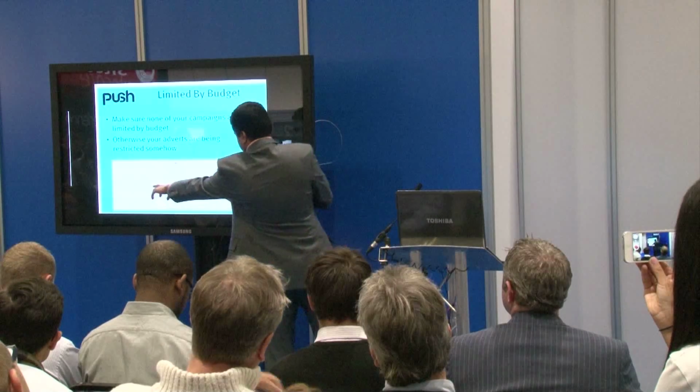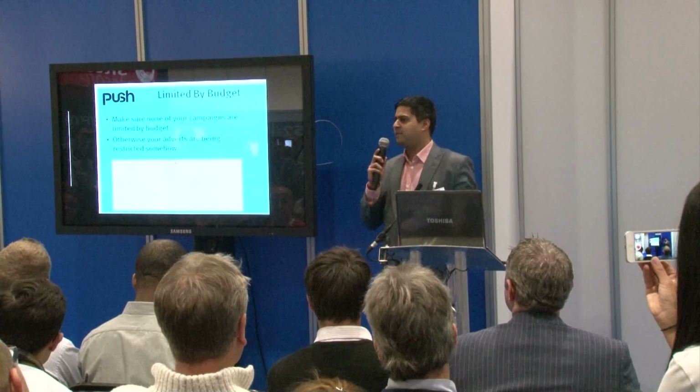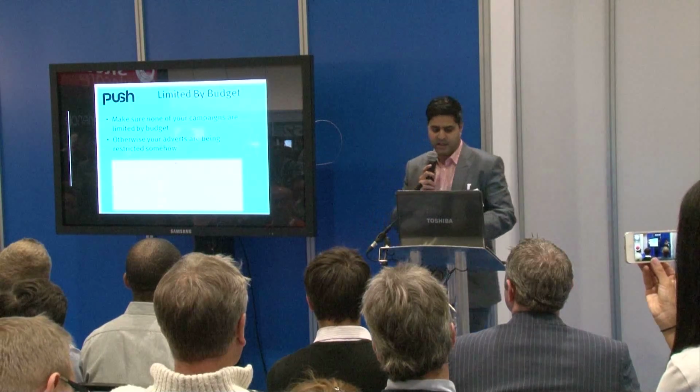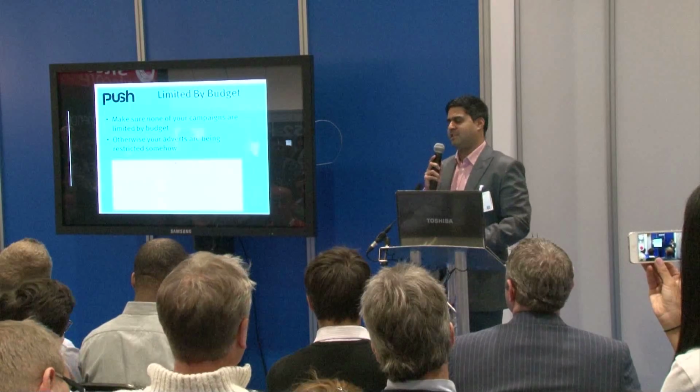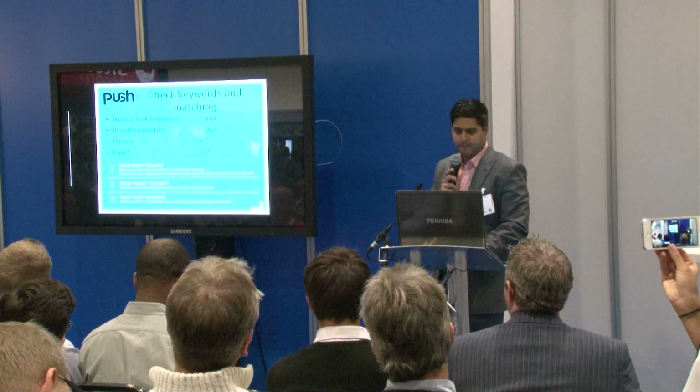What it means in this case is I've set a budget of £20 a day, but Google's saying actually you could probably spend £50 and you'd get 2 or 3 times the amount of clicks and sales that you're getting at the moment. If you have got that limited by budget sign, it would mean that there's something wrong with your structure, and you need to really look at it.